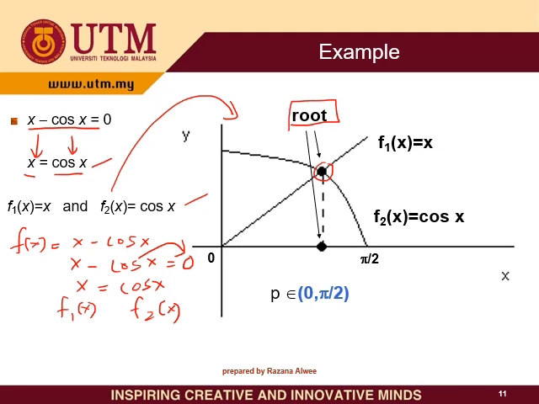Then we need to find what is the x value for these coordinates. So the x value for this coordinate is here. So it is between 0 and pi over 2. Okay, so we can say that the approximation of the roots is between 0 and pi over 2.